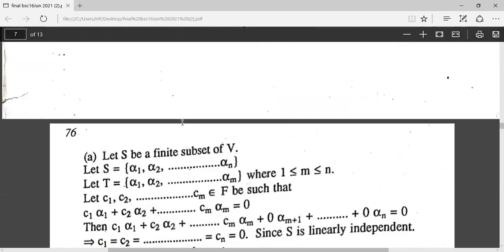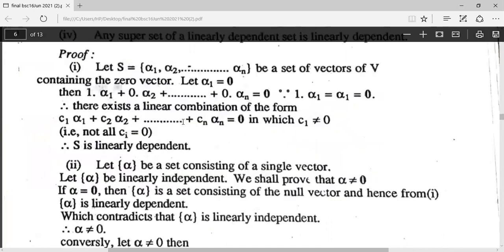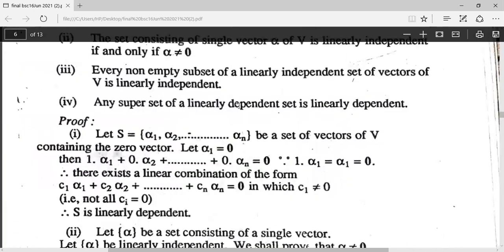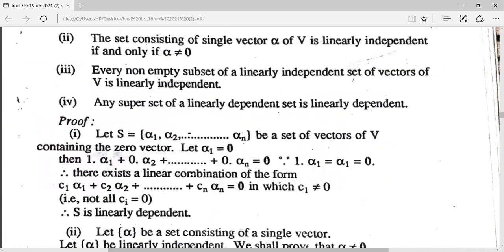Proof of the fourth one. What does the fourth one say? Any superset of a linearly dependent set is linearly dependent. What do you mean by superset? Suppose A is a subset of B, then B is called a superset. A is a subset, B is a superset. Suppose capital A is a subset of B, then B is called superset and A is a subset.